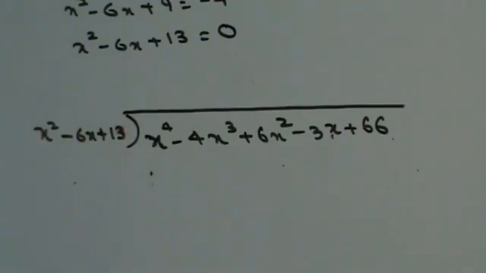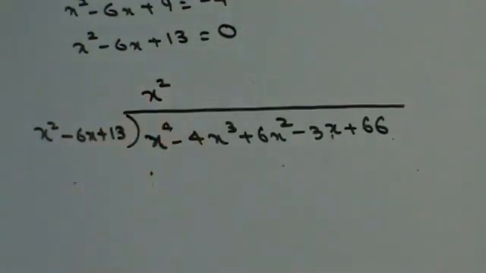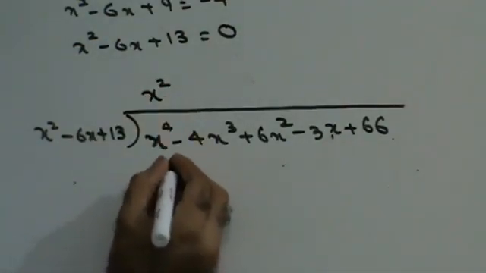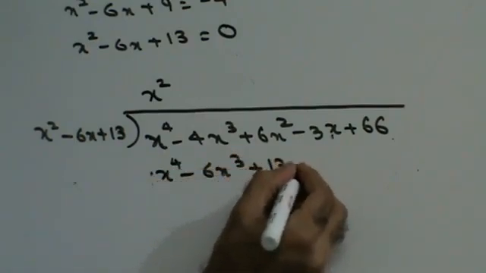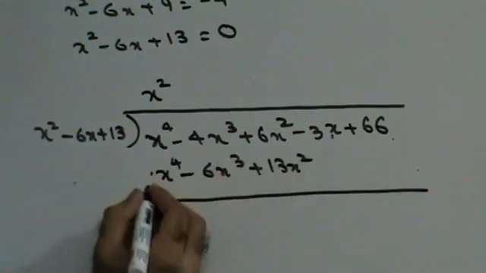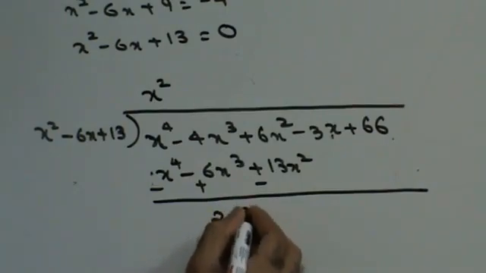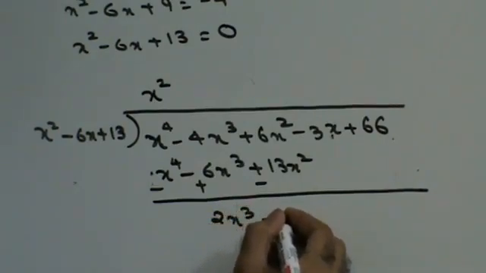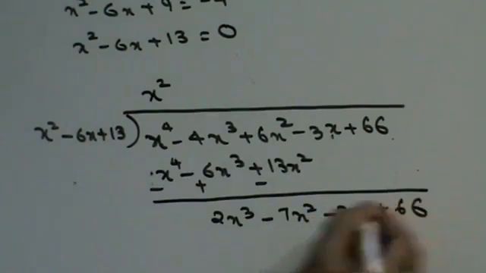Now what should I multiply x square with in order to get x4? I should multiply this by x square. So this will be x raised to 4 minus 6x cube plus 13x square, right? When you subtract, the signs of all the numbers get reversed. So this is going to be 2x cube minus 7x square minus 3x plus 66.